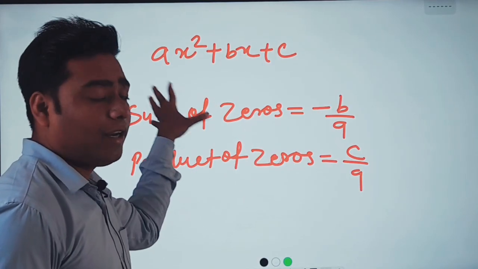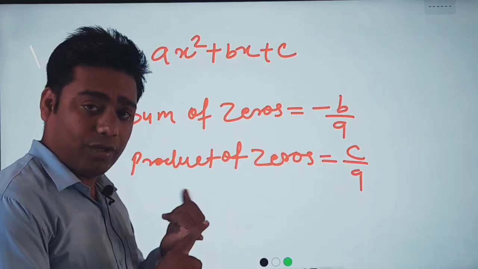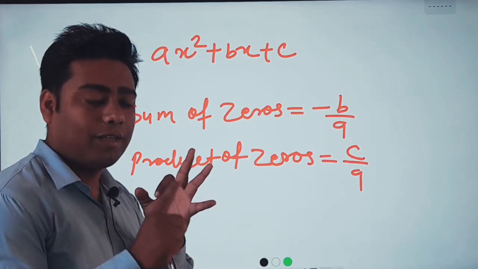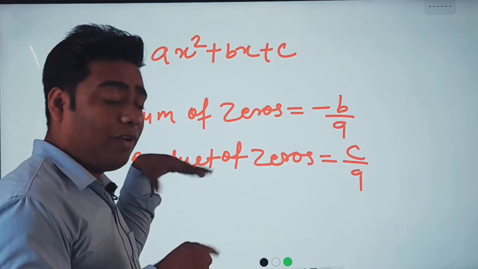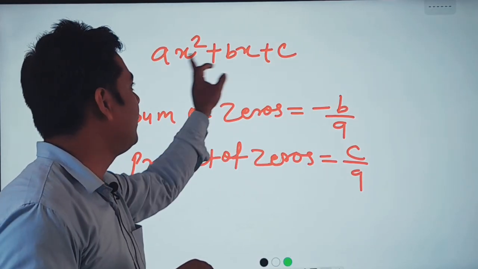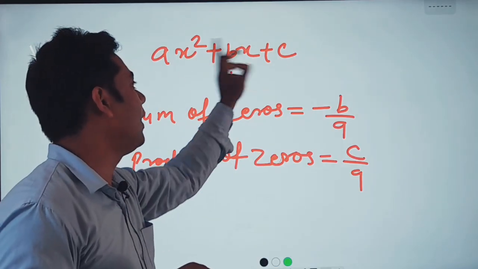Quadratic polynomial maximum zeros are 0, 1, 2. Only 3 types of zeros in quadratic polynomial, whether 0, 1 or 2. So whenever we will find the sum of zeros, we will use this relation minus b by a. Whenever we find the product of zeros, we can use c by a, this relationship.